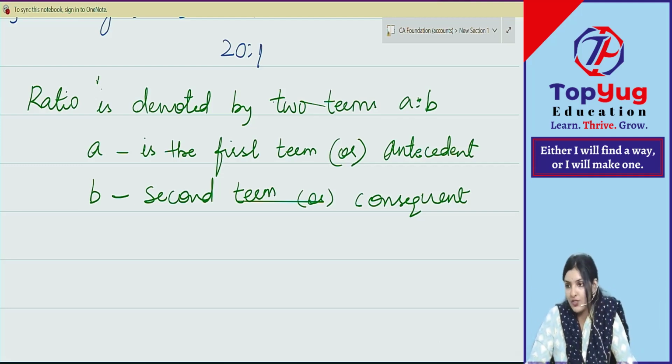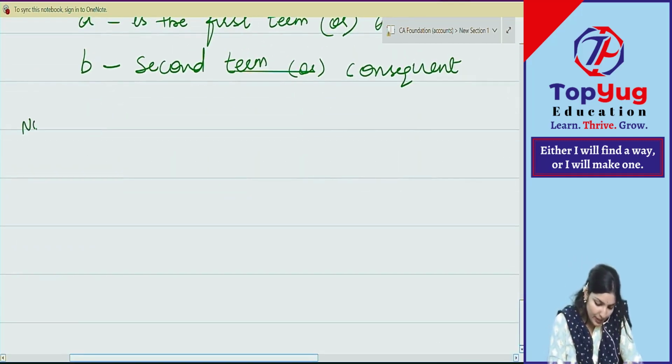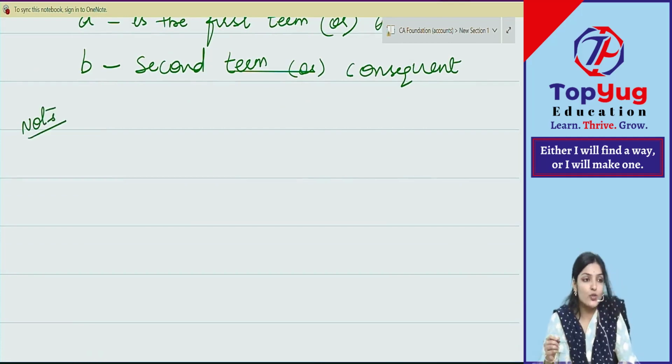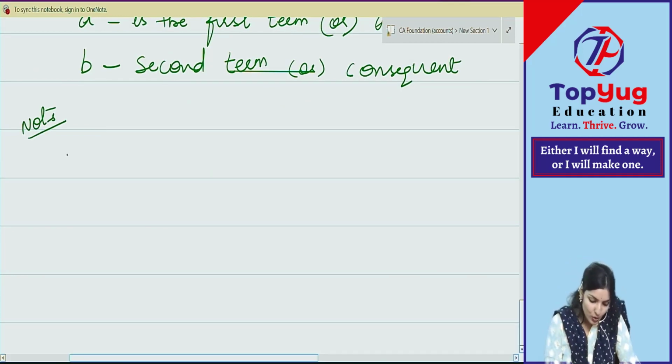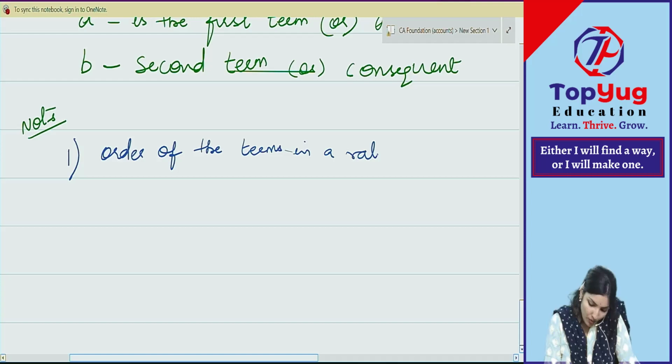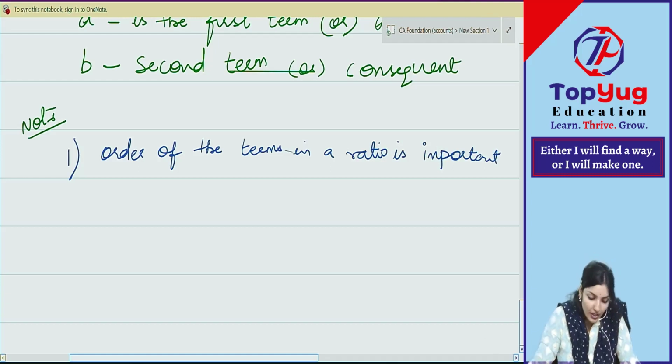Guys, there are few notes which I want to make you people write, and then I'm going to start with the illustrations by giving you few more properties. So the notes I would be writing over here. These notes are very important for your MCQs. So please make sure you are writing everything. So note me first one, order of the terms in a ratio is important.